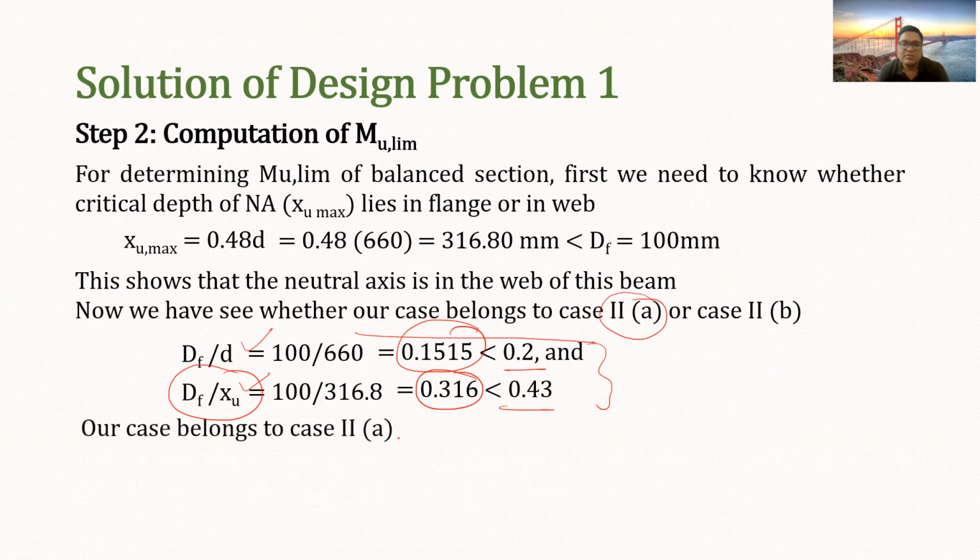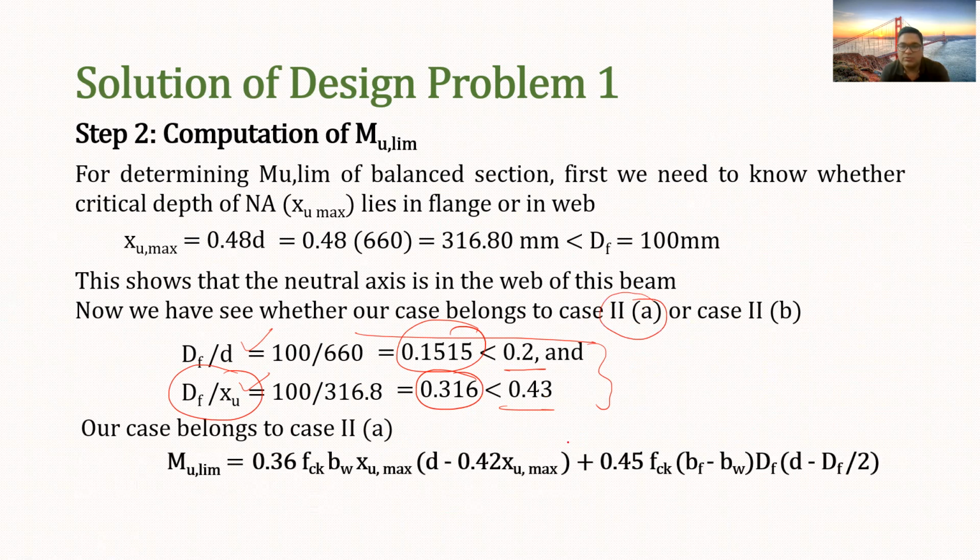Case 2A means the whole flange in our case will be under constant stress. So the moment of resistance for case 2A will be this one. This formula I have already explained in lecture 4. We will be using this formula, and here you can see we will be using the full depth of flange because the whole depth will be under constant stress. If the case were case 2B, then we would use yf in place of Df. Other parameters would be the same.